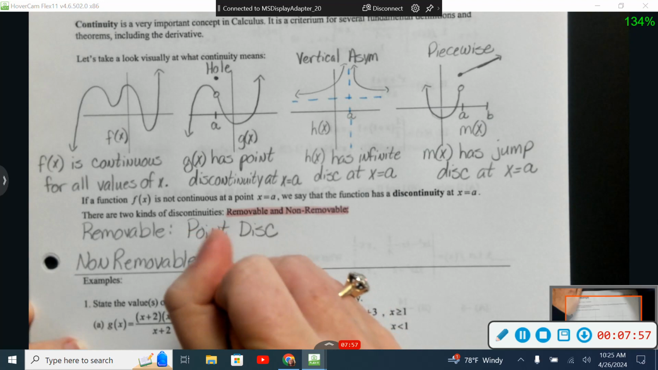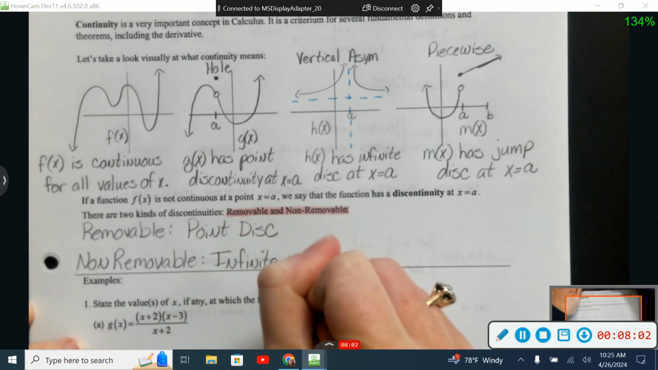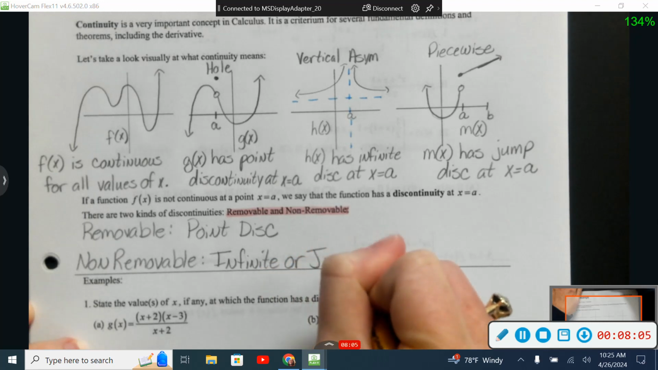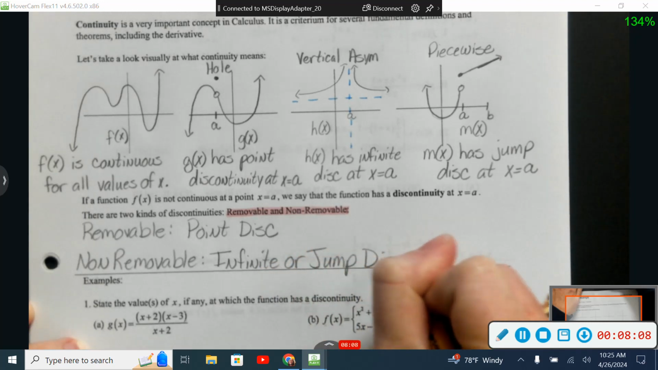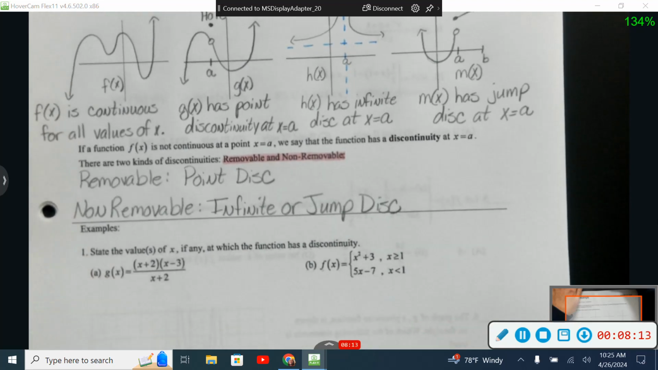If you see infinite or jump discontinuity, that is what we call non-removable. Right? So if you see an asymptote or you see a piecewise graph, that is what we call a non-removable discontinuity. Okay, so all of those 4 graphs and the removable and non-removable are good vocabulary words that they'll kind of test you on. I'll show you in a few minutes. There's a good multiple choice question in a few minutes that kind of shows you how you get tested on these, so you'll be able to see those.